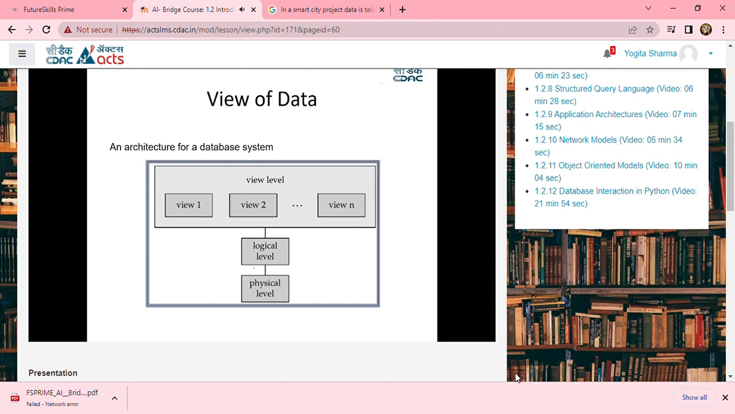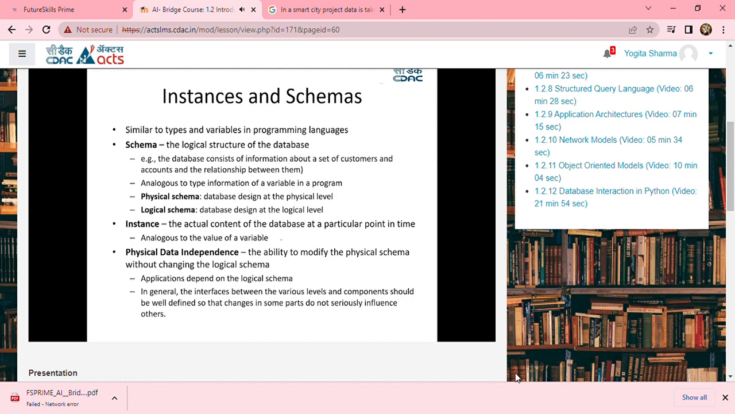At the physical level, first you define the columns. In the logical level, you define the relationship between the columns. And in the third level, you concentrate on the visibility of the columns. So this is how you view the data once you maintain the database management system.